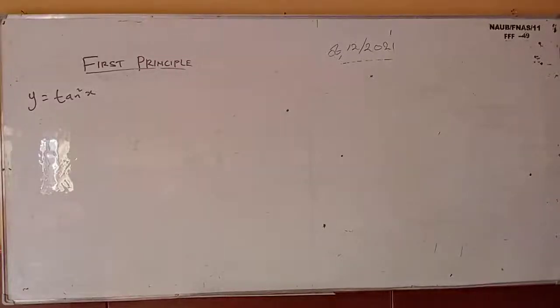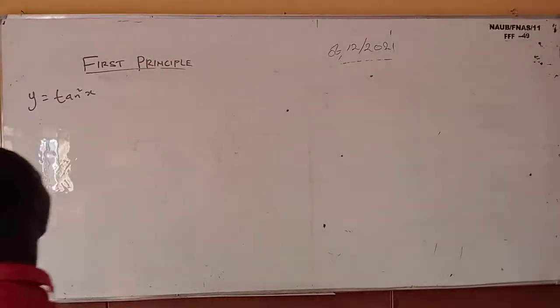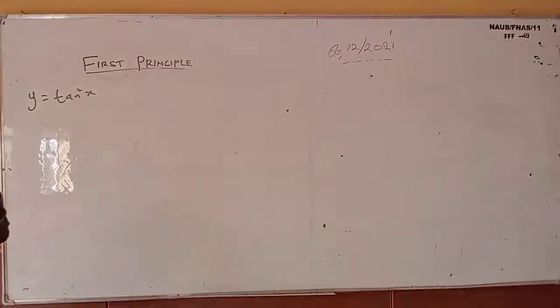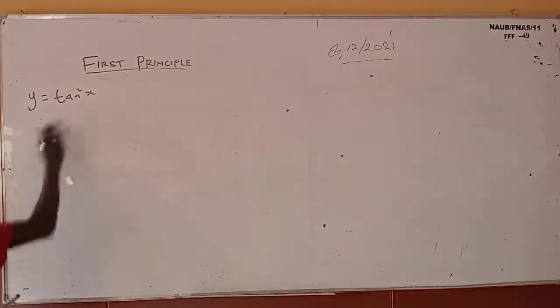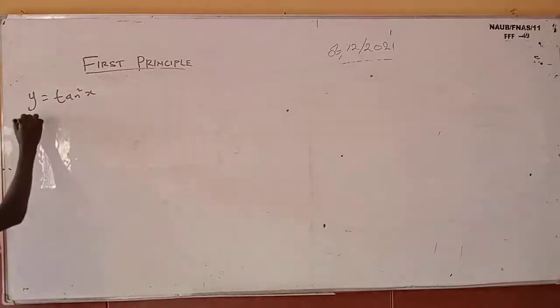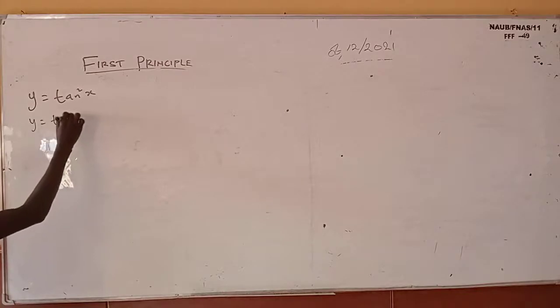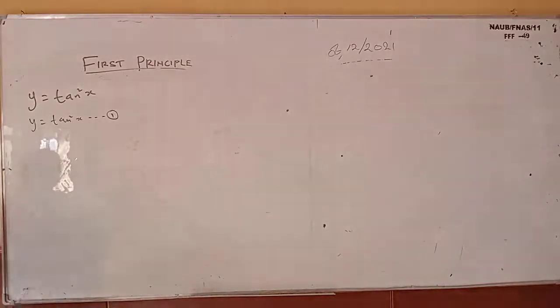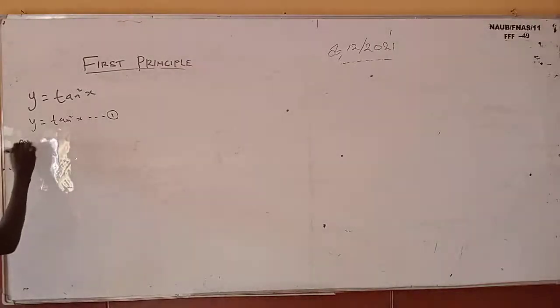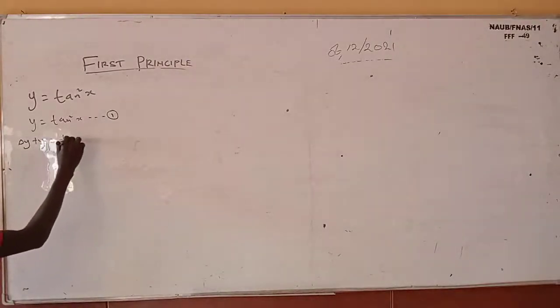All right. So the next thing is tan² s, still using first principle. We make the original equation, equation 1. Next, we change y to y plus change in y, and s to s plus change in s.